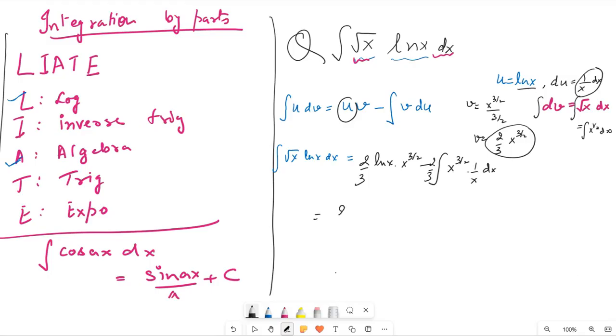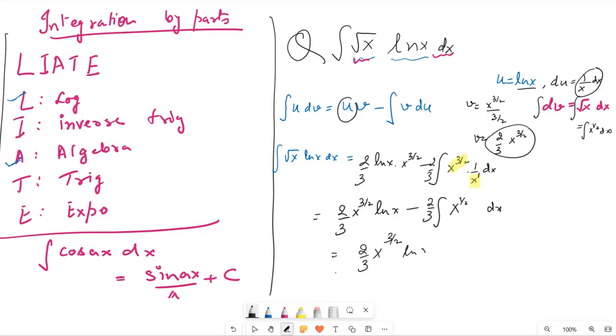So you notice the original question, I'm going to just write it this way. This looks more presentable. Minus 2 by 3. What is happening here? x, and here the power is 1 if it's not written. So when they are dividing, the power subtracts. 3 by 2 minus 1 is half, dx. Okay, so this part is already done. Don't touch it. You already solved it.